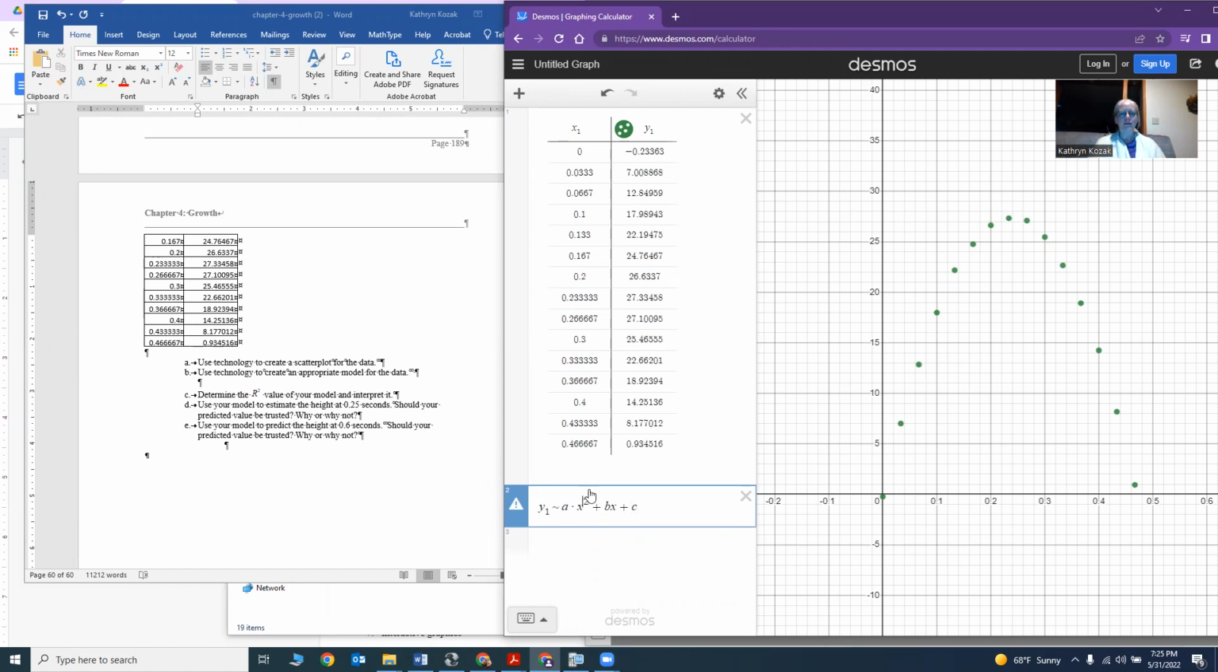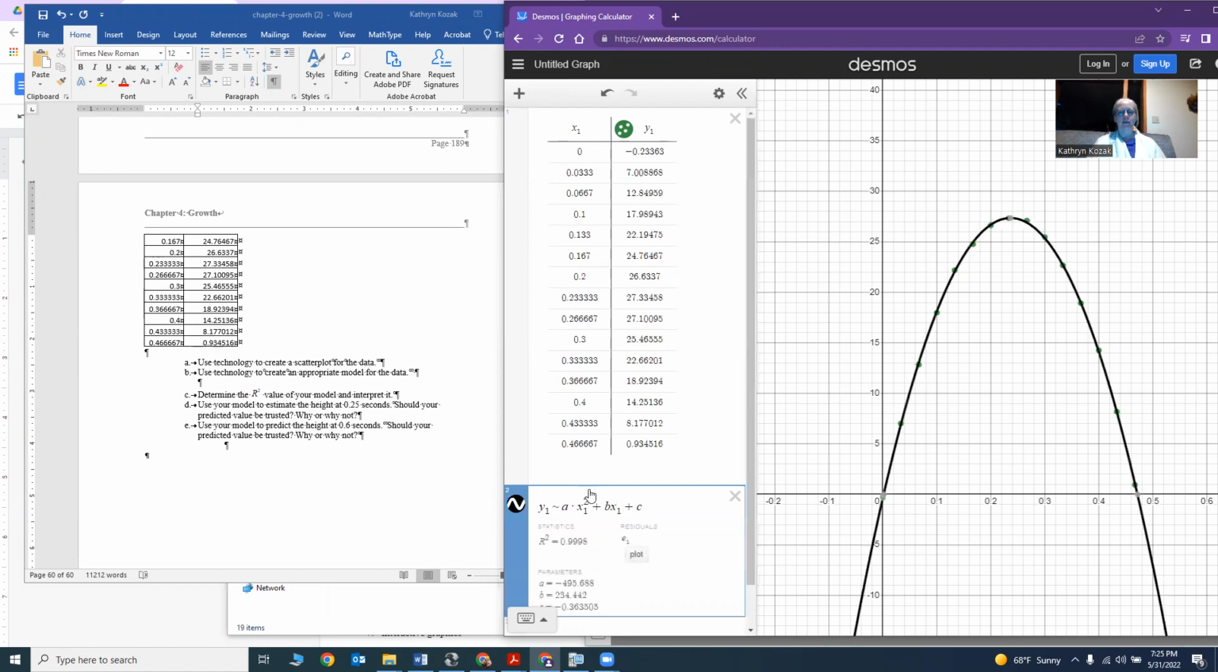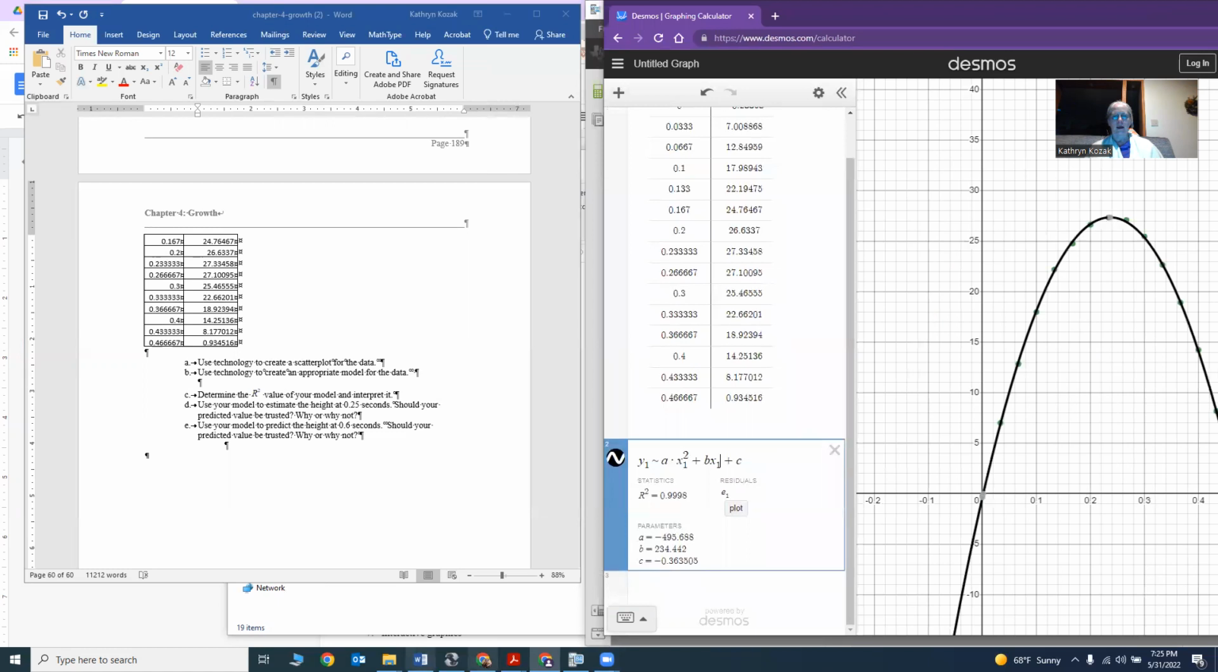Oh, but I don't have x. I have x1 as my variable. So I do need to put a 1. Again, if I type a 1, it automatically makes it a subscript. And now I see I get my nice plot. It looks like it matches quite nicely to my data. Everything looks pretty good. I now can see I have my parameter a, my b, and my c. So I can now write down what my equation is.